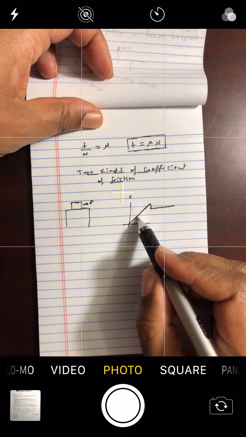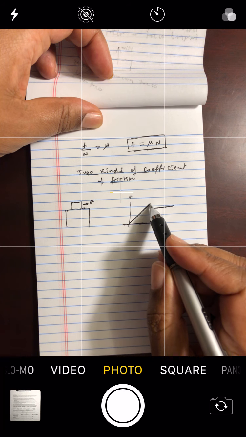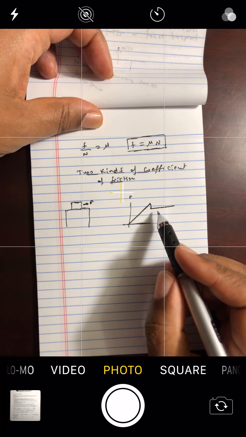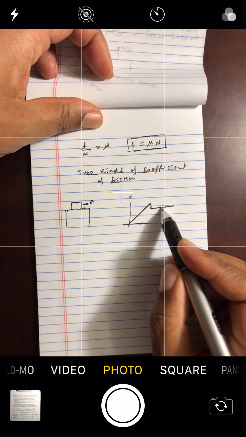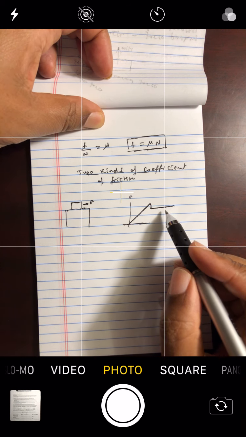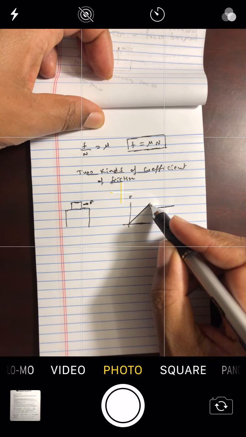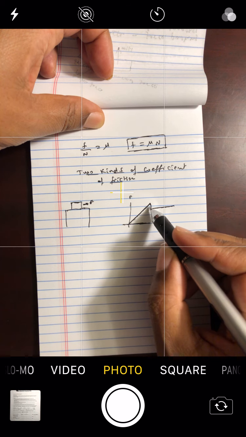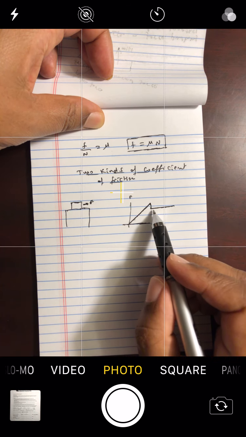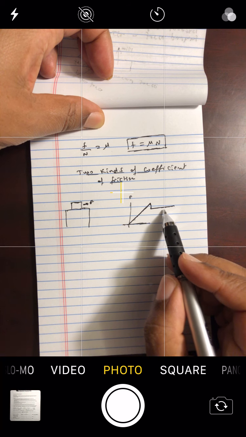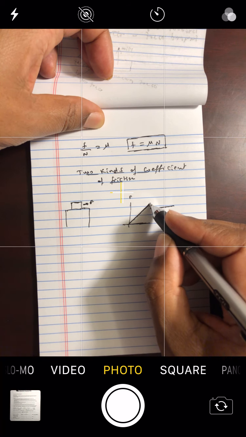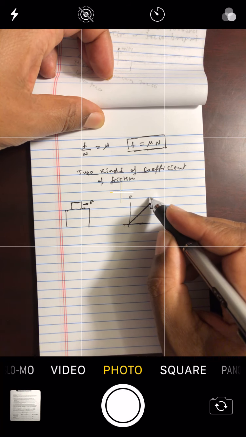So the force needed to just get it moving is bigger than the force needed to keep it moving. Okay, so that means we have two kinds of friction: the friction that exists when the object just starts moving, and the friction that exists once the object is moving. We call this force over here static friction.